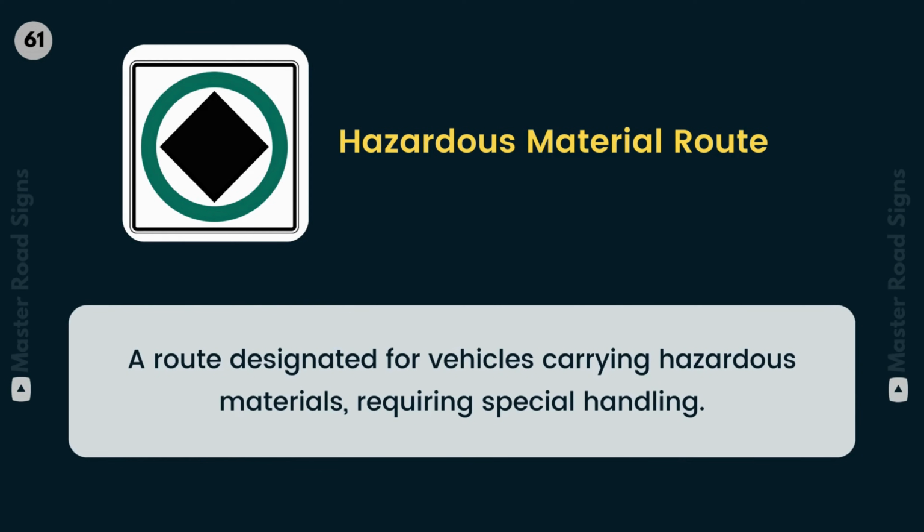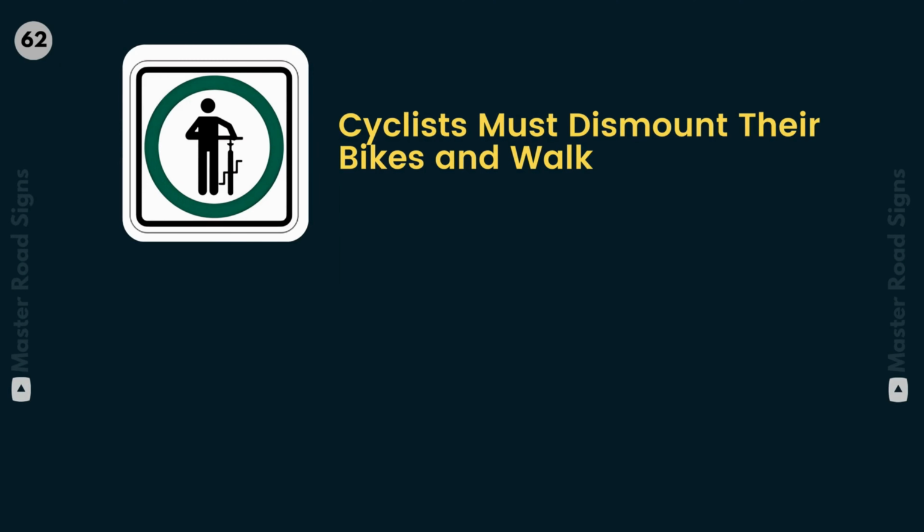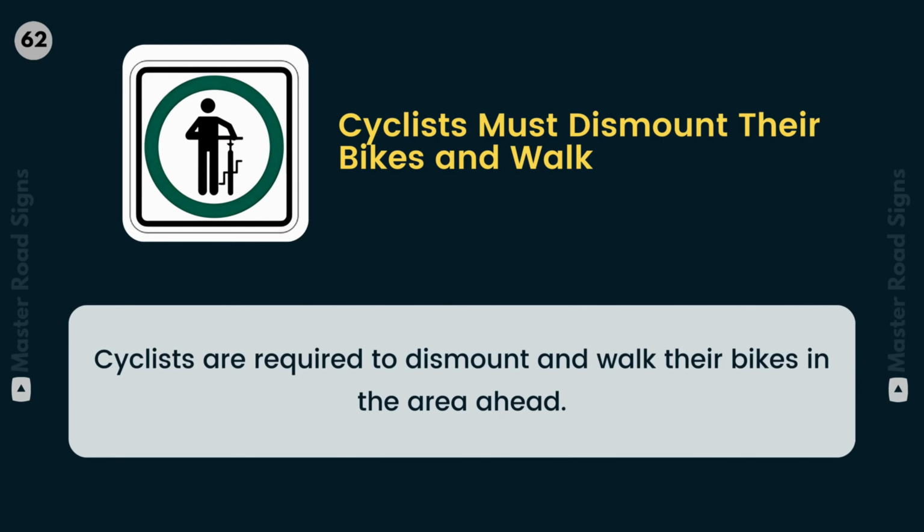Hazardous material route sign. A route designated for vehicles carrying hazardous materials, requiring special handling. Cyclists must dismount their bikes and walk sign. Cyclists are required to dismount and walk their bikes in the area ahead.